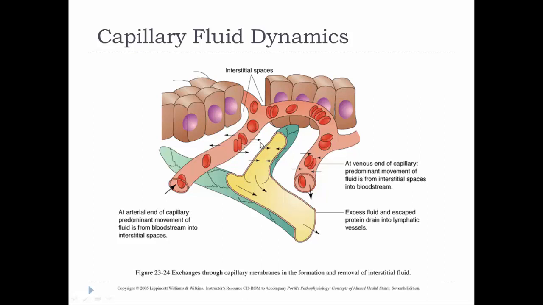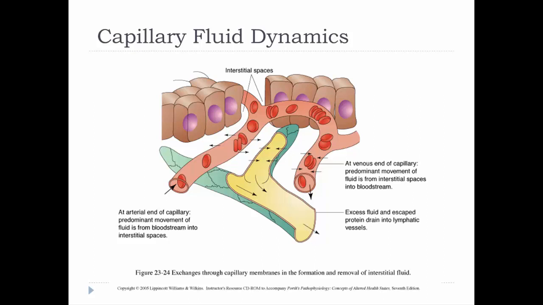So if there is any imbalance between those two, as we saw in the previous slide, then these lymphatic capillaries can pick up that excess fluid and travel through lymphatic vessels until it arrives into your subclavian vein, where it dumps all the fluid into that subclavian vein to restore the blood volume.